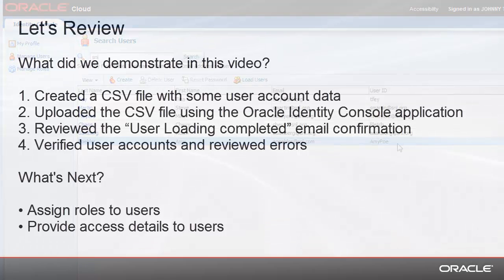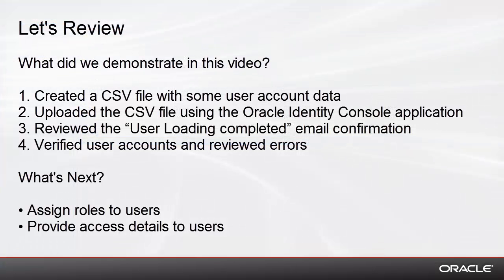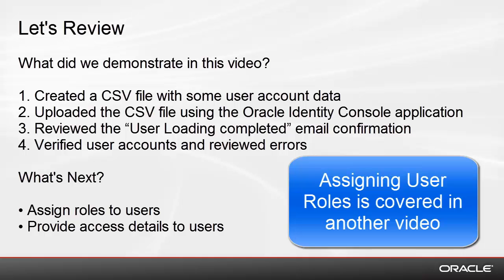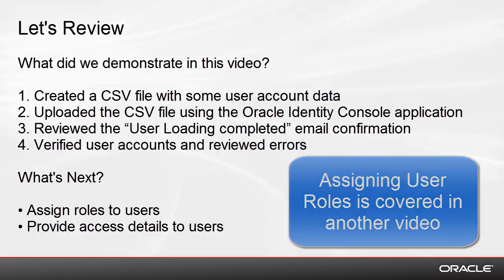What you've accomplished so far is you've created your CSV file and uploaded that to the Identity Console with all your users. You received email confirmation of the upload. You reviewed for any errors, and of course if you have errors, go back and fix those and reload or add your users manually. And then the next steps will be to assign roles to your users and provide access details to your users. So you'll need to send them the URL to the Identity Console so they can change their temporary sign-in credentials, and a link to the service so they can actually get up and running.